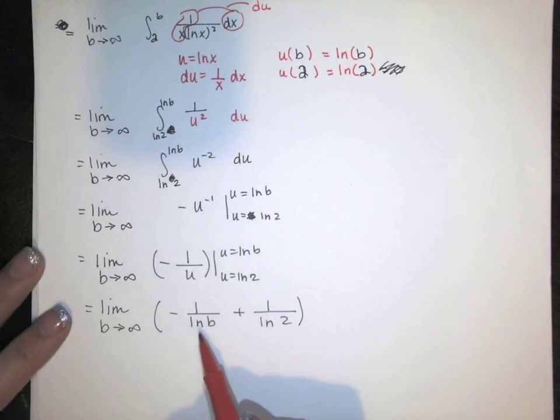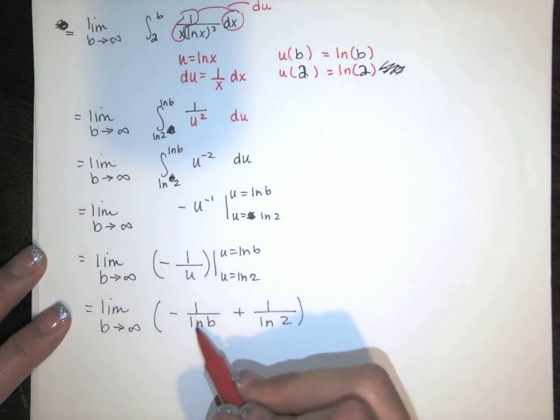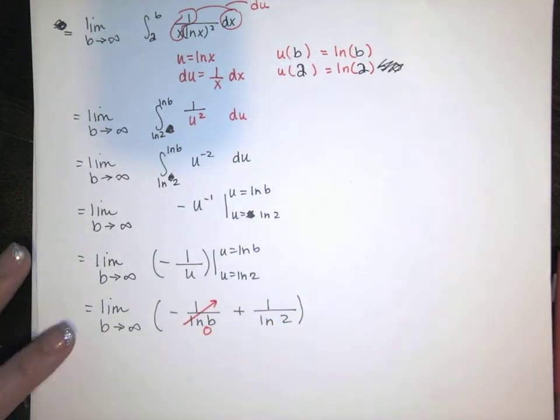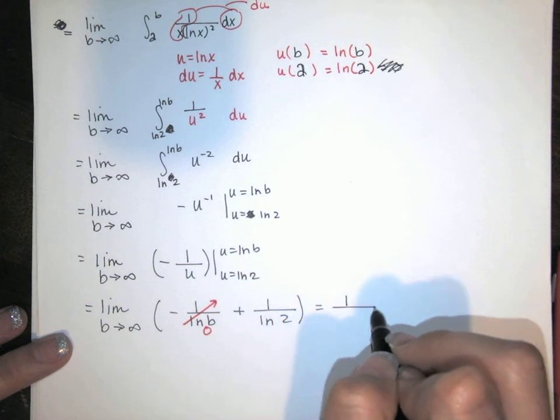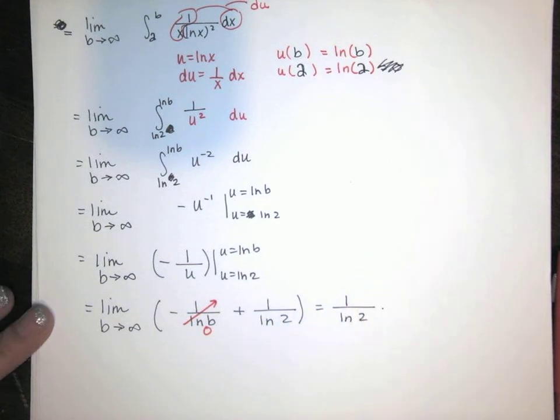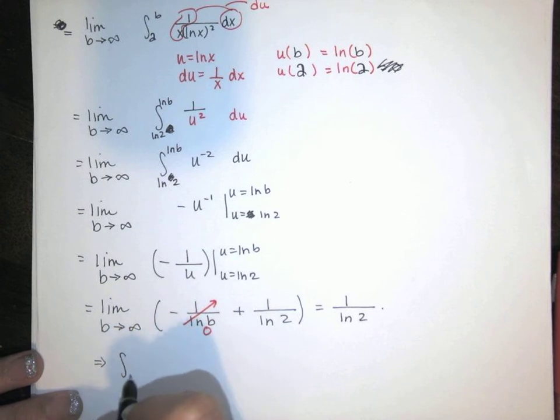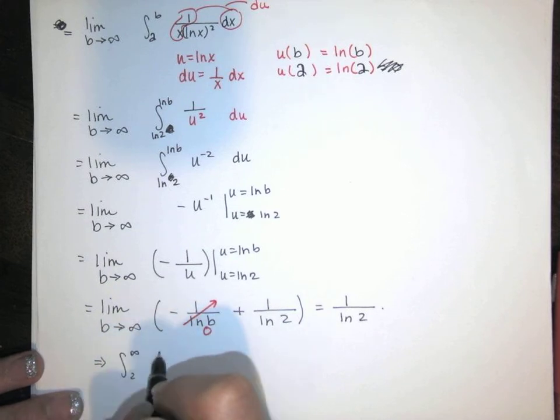As b goes to infinity, natural log of b slowly goes to infinity, so 1 over something really large eventually is going to be really small. Hey! So our improper integral converges. That's cool.